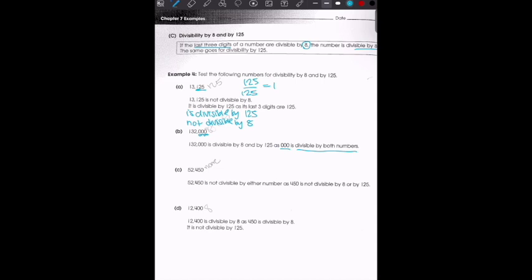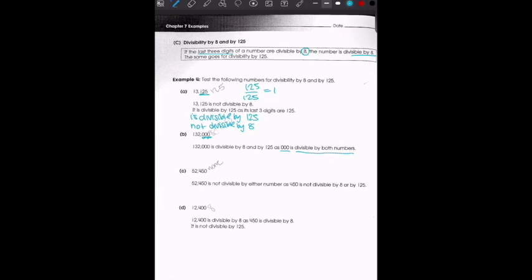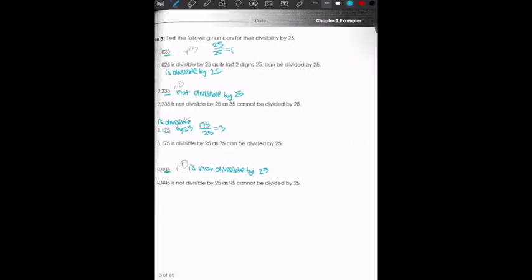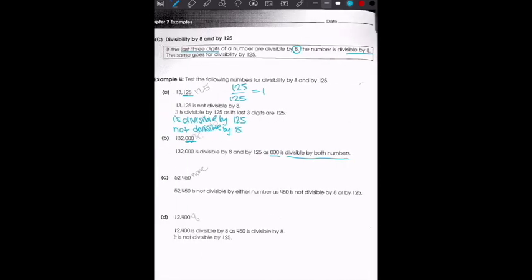For 52,450, the last three digits are going to be 450. And so 450 is not divisible by 8 or 125. So we're going to say that 52,450 is neither divisible by 8 nor 125.